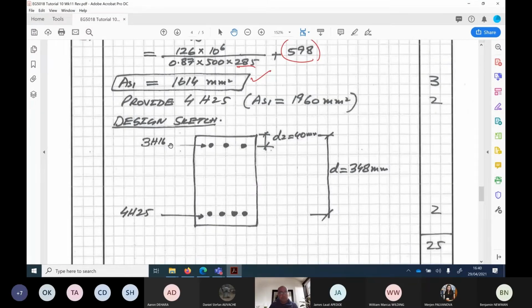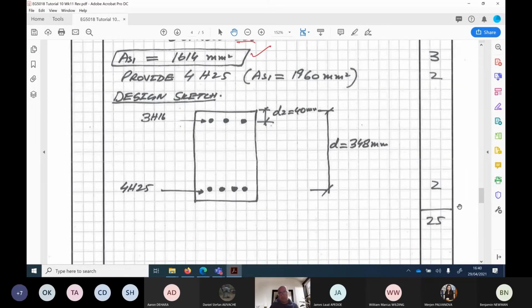Once you have done this, then provide a design sketch. So bottom reinforcement is 4H25. The compression reinforcement is 3H16. And if you are asked to design shear, then you can simply draw some stirrups here. And then D2 is 40 and D is 348. It's useful to provide a design sketch.